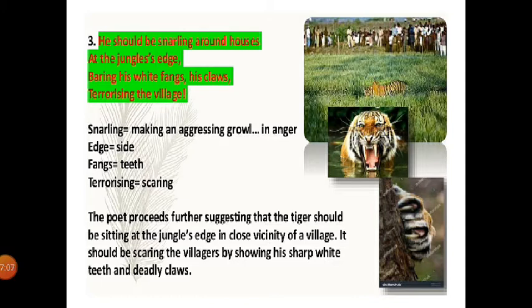The poet proceeds further, suggesting that the tiger should be sitting at the jungle's edge in close vicinity of a village. It should be scaring the villagers by showing his sharp white teeth and deadly claws. Here the poet wants to convey that this is his natural habitat. The nature, or the jungle, or the forest is the natural habitat where the tiger should be.